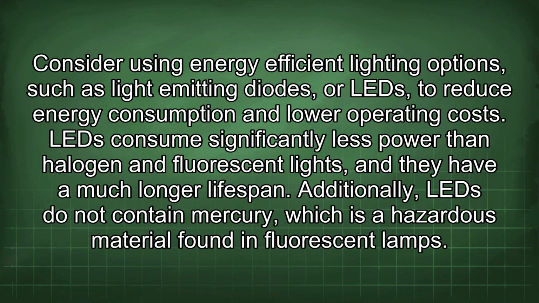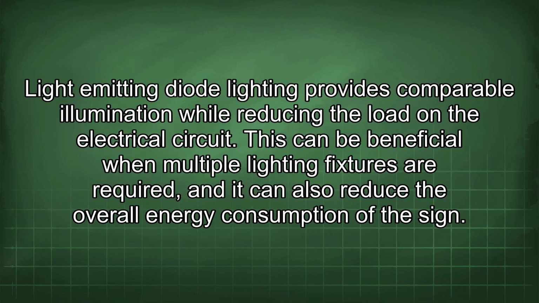Consider using energy-efficient lighting options, such as light-emitting diodes or LEDs, to reduce energy consumption and lower operating costs. LED consumes significantly less power than halogen and fluorescent lights, and they have a much longer lifespan. Additionally, LED do not contain mercury, which is a hazardous material found in fluorescent lamps. Light-emitting diode lighting provides comparable illumination while reducing the load in the electrical circuit.